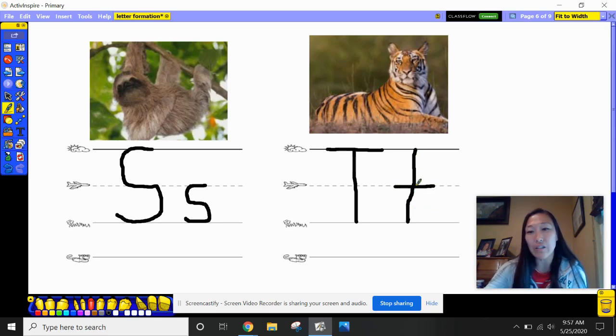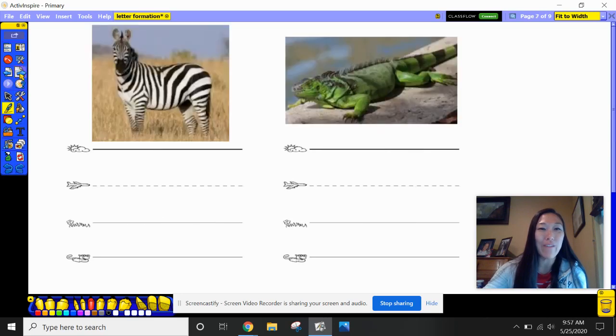My T is a little crooked here. Please, I hope yours is a little better. I'm doing my best with my computer mouse that I have, and so I hope your T doesn't look like mine. All right, let's see what else we have here.